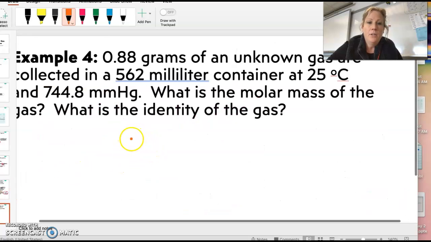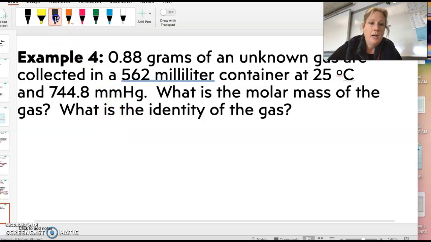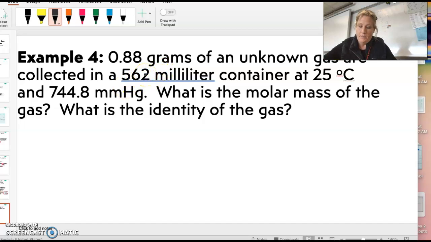One last question. This one's a little different again, because I wanted to give you lots of different types of problems. This one says 0.88 grams of an unknown gas are collected in a 562 milliliter container at 25 Celsius and 744.8 millimeters of mercury. We want to know the molar mass of the gas. Molar mass, remember, is grams per mole.